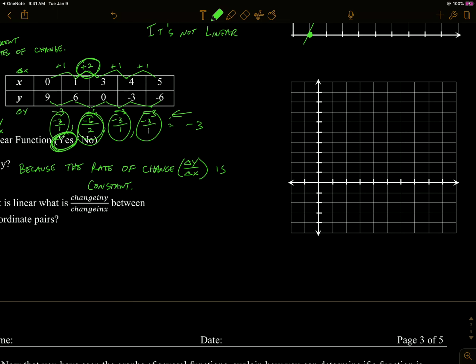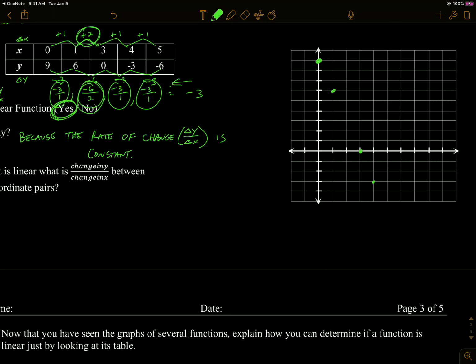Let's graph this line. 0, 9. 1, 2, 3, 4, 5, 6, 7, 8, 9. 1, 6. 1, 2, 3, 4, 5, 6. 3, 0. 4, -3. 5, -6. 1, 2, 3, 4, 5. 1, 2, 3, 4, 5, 6. We're going off the graph, like right there, by 1.